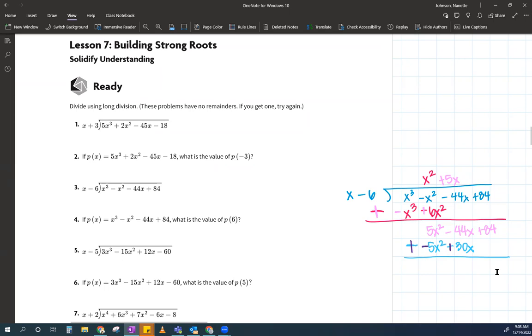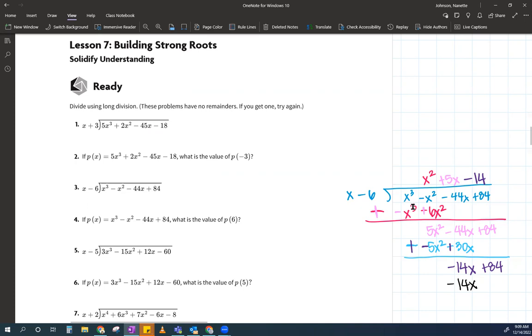So this is negative 14X plus 84, right? And then I repeat. So then X times what gives me negative 14X? And you guys are like, oh, negative 14. And then I multiply, so negative 14X, negative 14 times negative 6 is, let's see, 6 times 10 is 60. 6 times 4 is 24, makes 84. And that's a positive 84.